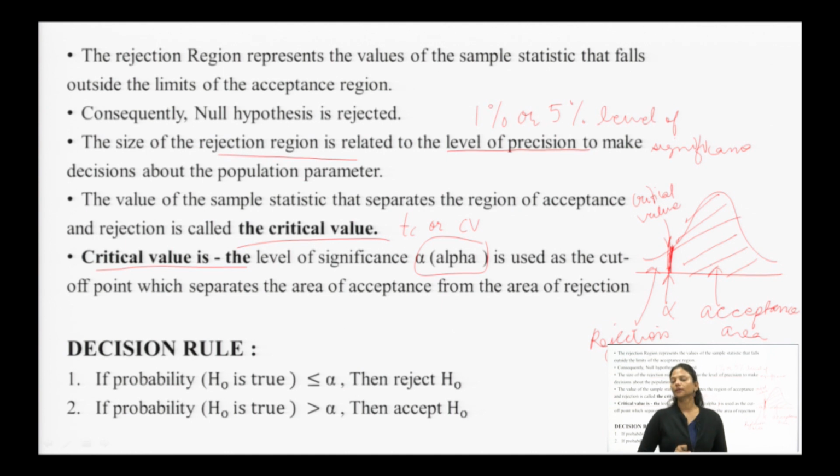Now, what is the decision rule as to when you accept or reject the null hypothesis? If the probability, given that your null hypothesis H naught is true, is less than the level of significance you are taking, whether it is 1% or 5%, then we reject the null hypothesis. But if that probability is greater than your significance level, then you accept the null hypothesis. These are two things you are supposed to keep in mind when we are talking about the significance level or the critical value. This level of significance either has to be 5% or 1%. What is the meaning of 5%?